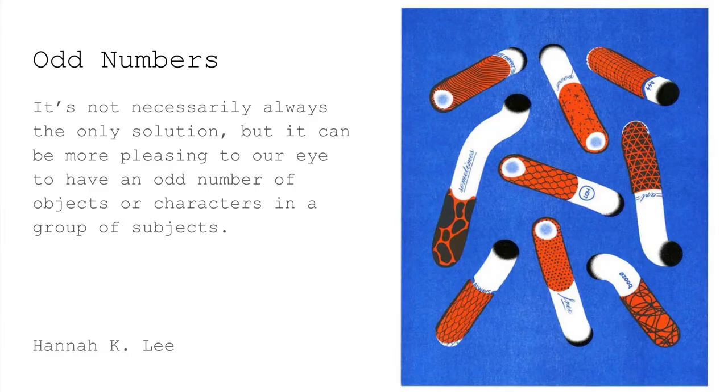Okay, our last tool is being aware of how many of an object there is and what is pleasing to the eye. So our eyes actually like odd numbers. It's not necessarily always a solution, but it just mixes things up a little bit. It's not quite so perfectly even. So it can be more pleasing to have an odd number of objects or characters in a group of subjects.